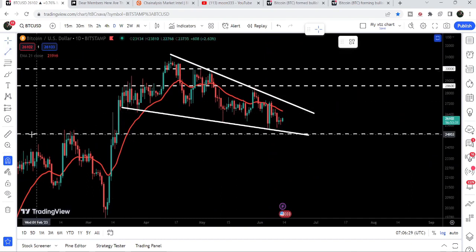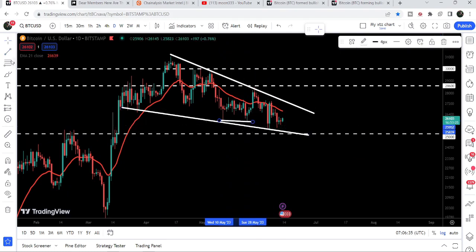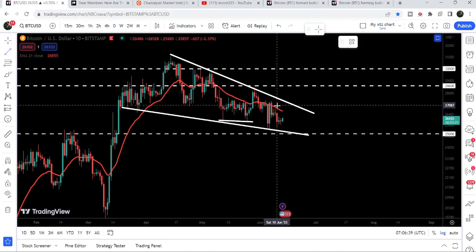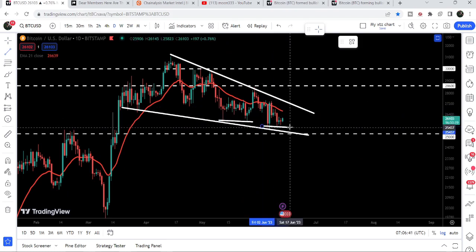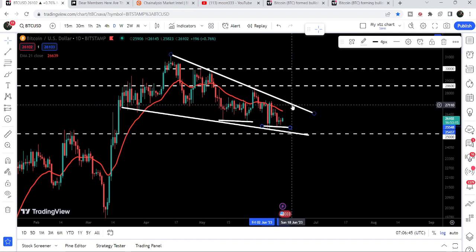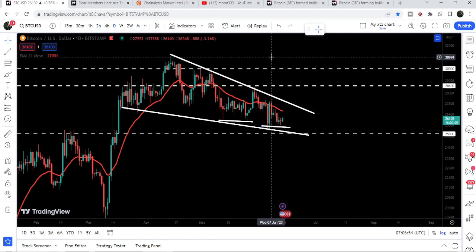Previously, we formed a double bottom here before reaching the resistance of this falling wedge. You can see here we formed this double bottom, and now the price line is forming another double bottom here. We have the first bottom here, and this is the second bottom, and now the price line is likely to move up from here. This time the resistance will be approximately at $27,100. Once Bitcoin is able to break out this wedge, the target for this breakout will be here at the top of the wedge, approximately at $31,000.